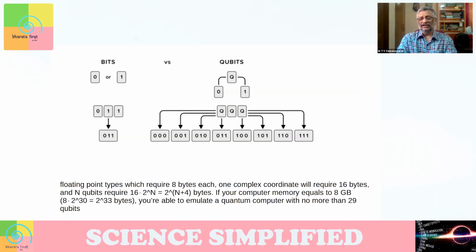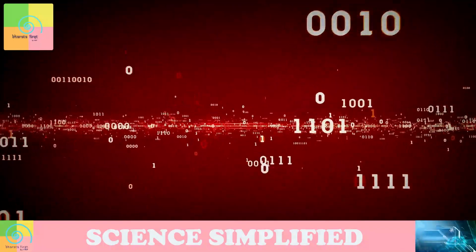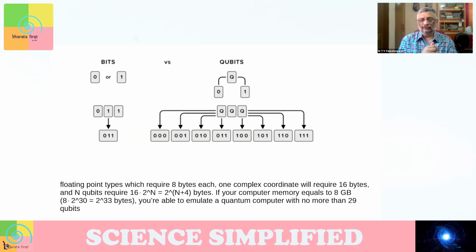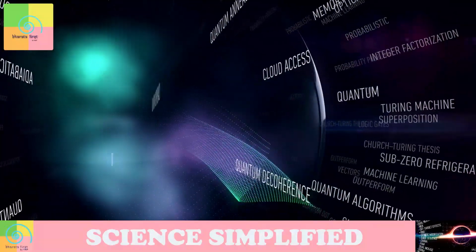Typically, for example, we use 8 bytes to represent a floating point number. If you are looking at a complex number, which is like x plus iy, if you recall a bit of your school mathematics, then you would require something like about 16 bytes. But with n qubits, it will be like 16 into 2 to the power of n, so it is 2 to the power of n plus 4 bytes. An ordinary computer which gives you 8 GB of memory, you can now do it with just 29 qubits. So you can see how, with a small memory, you can store a large amount of information.